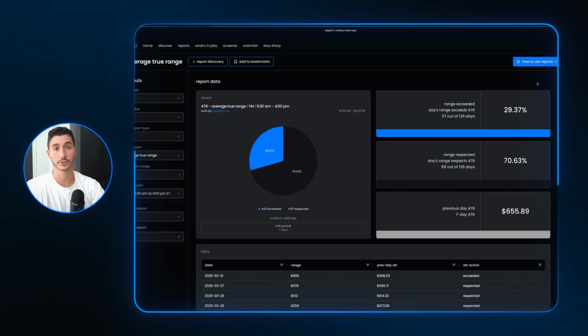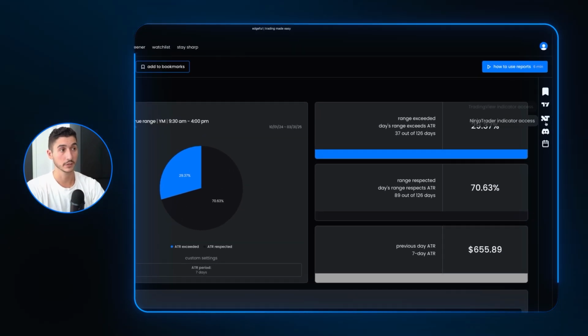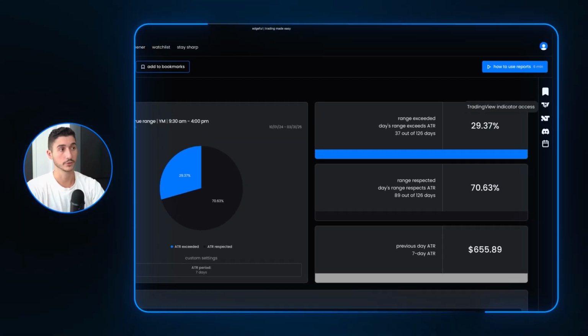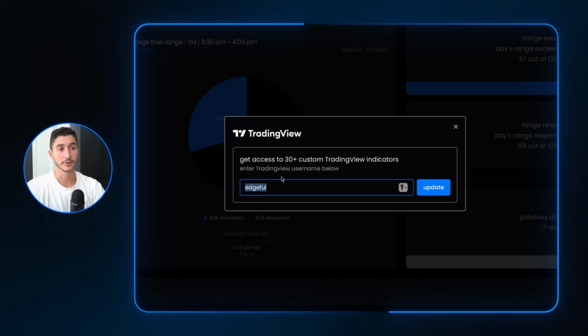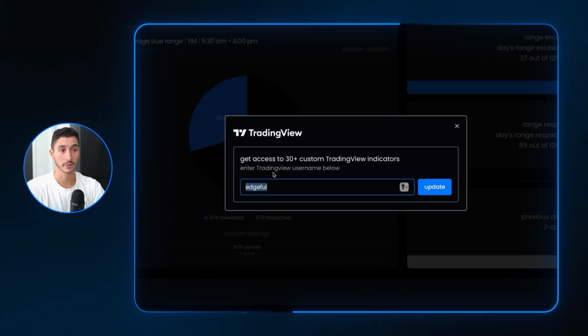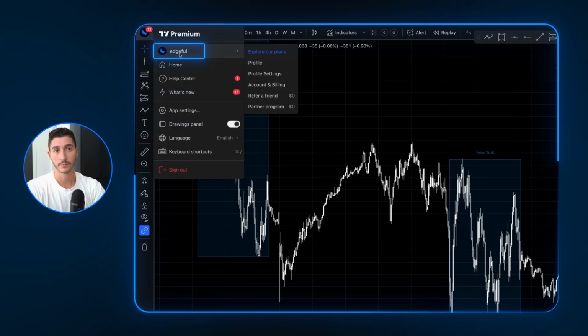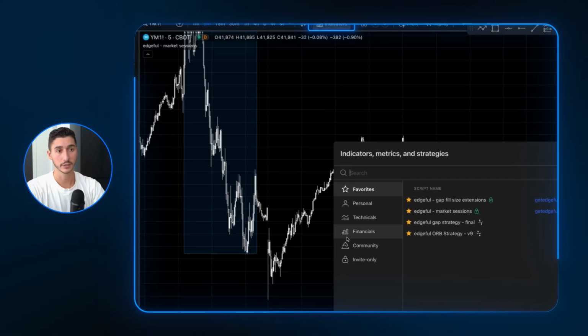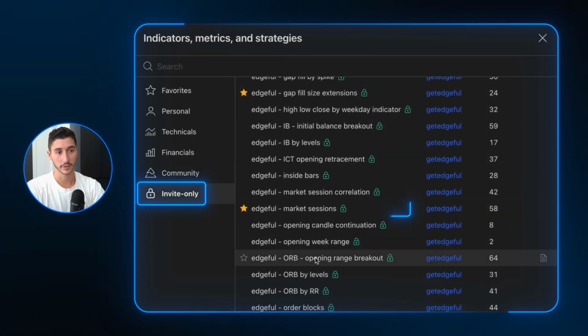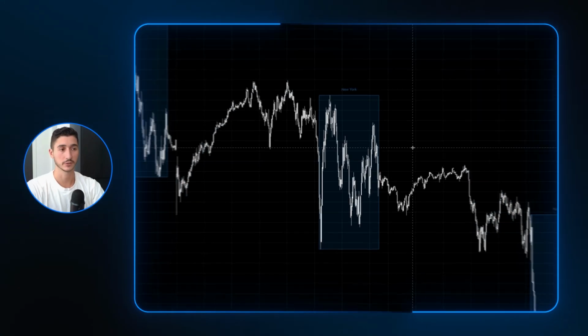If you want access to the TradingView indicators and NinjaTrader indicators, right over here you're going to click. So for TradingView, you click on this, and then you're going to see you need to enter your TradingView username right over here. And from there, you're going to find your TradingView username right over here. And then once you put that in, you're going to see in your invite only all of them appear. The one that I'm using right now is the market sessions.